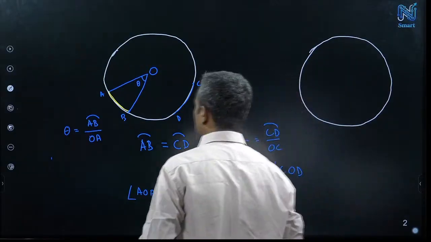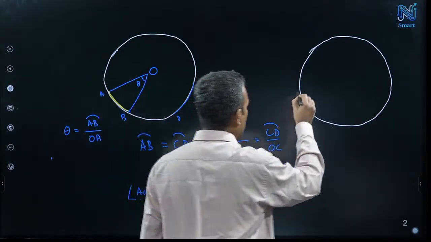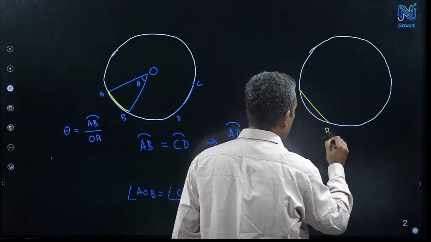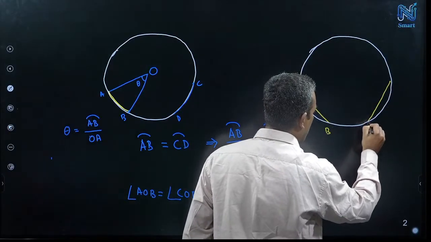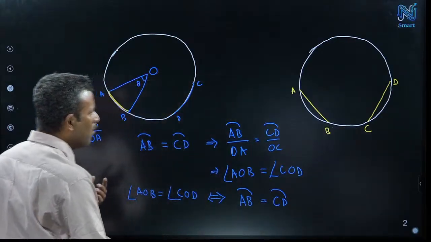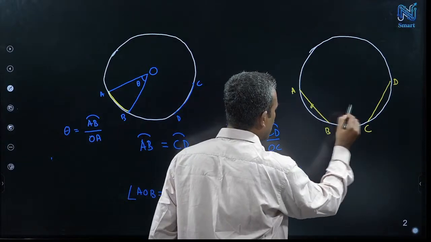Circle, and we take two different chords of the same length, AB, and in a different part, CD, right. So now AB and CD is equal, is given. It is given that AB is equal to CD.